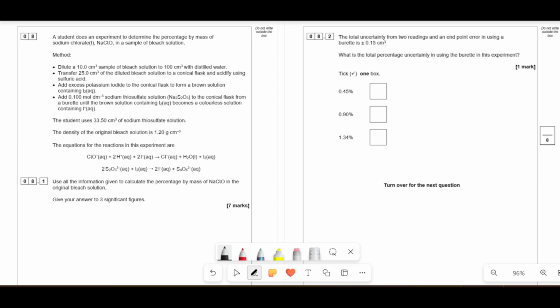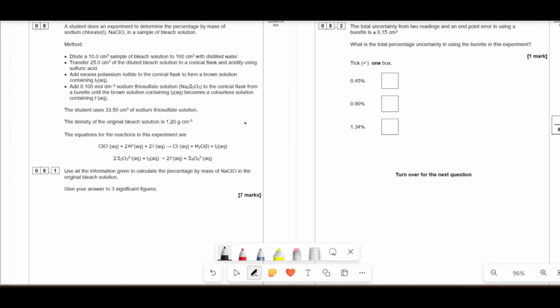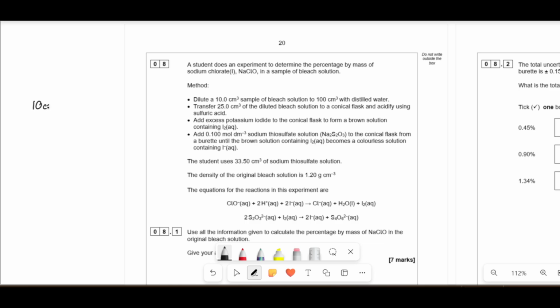So again, another question I see a lot of people fumble on because they don't read the question, and for some reason reading comprehension goes out the window, is this. Don't just work out moles blindly, look at it and read what's going on, make sense of what's happening. So they want to determine the percentage by mass of sodium chlorite in a sample of bleach. So what they did is they got 10 centimeters cubed bleach, made it up to 250 centimeters cubed. Then what did they do?